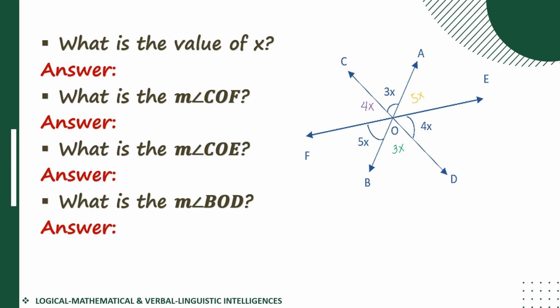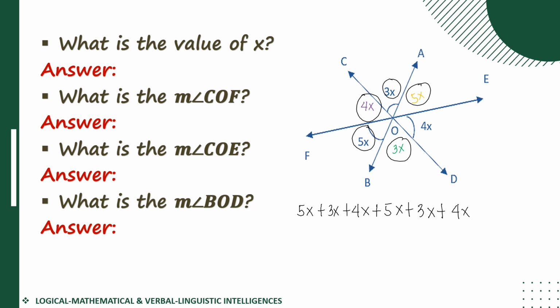So to continue our solution, we can have our equation first. We all know one complete rotation of an angle means having a measure of 360 degrees, right? So definitely I can make an equation from the sum of all the angles here. Instead, I will go directly with the substitution. I'll start with this part: 5x plus 3x plus 4x, plus 5x again for this, and then plus 3x again for this, and plus 4x again for this.